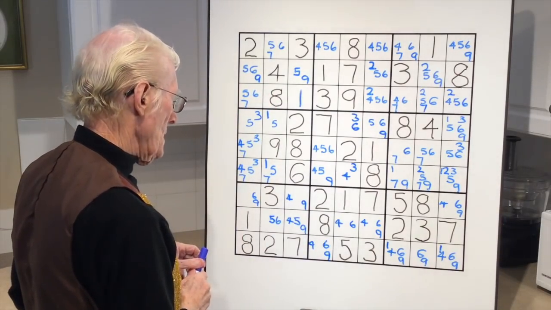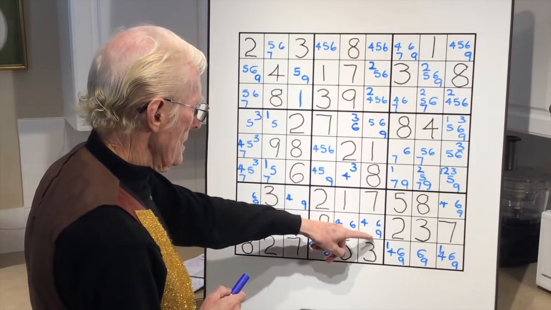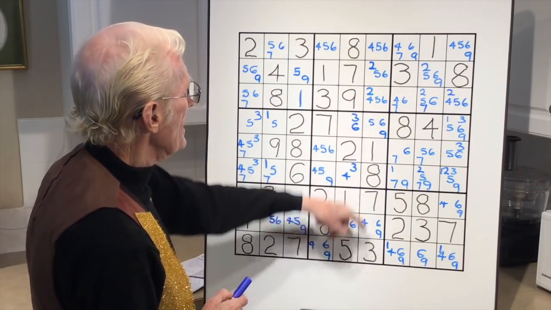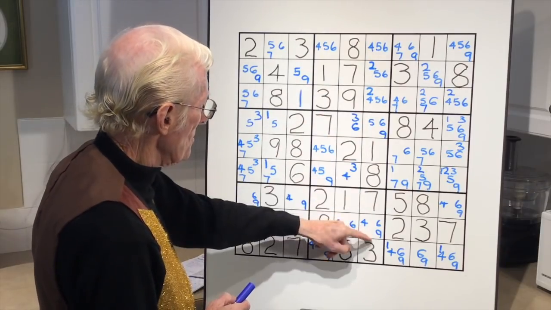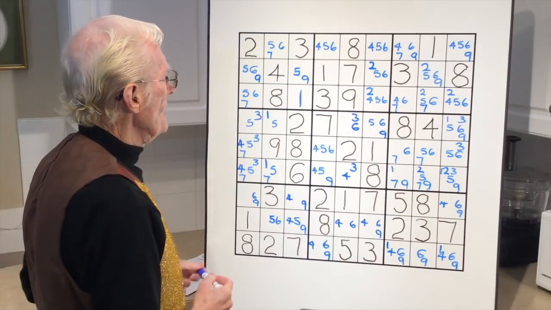Is there anything else? So let me see. Here's one. Here's a 9 and a 9. They are the only two 9s in that column. So that would be a conjugate pair. Now, let's push on.